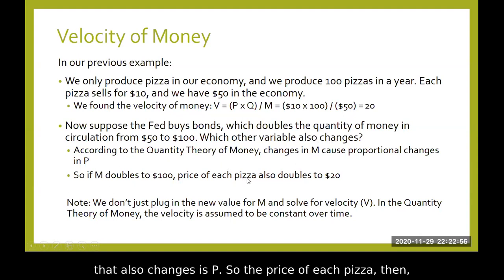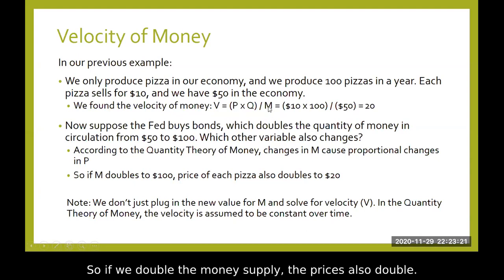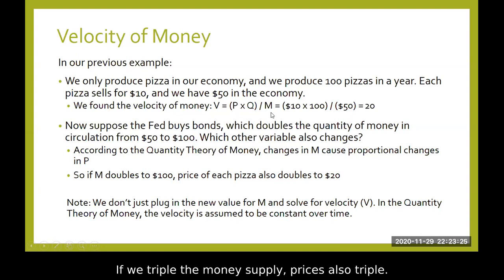So the price of each pizza will also double from $10 each to $20 each if we put more money in circulation. According to the quantity theory of money, it's not that we just plug in 100 here and solve for the new V. V stays constant. So rather, any change in the money supply M will cause a proportional change in P. If we double the money supply, the prices also double. If we triple the money supply, prices also triple.